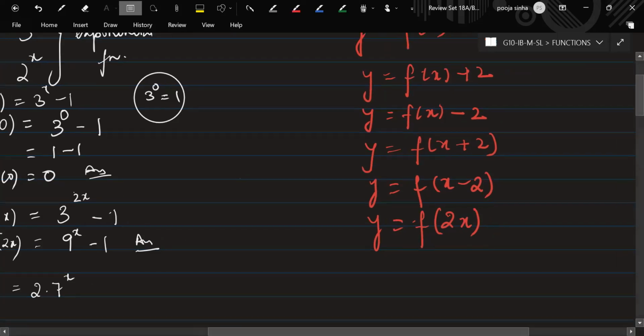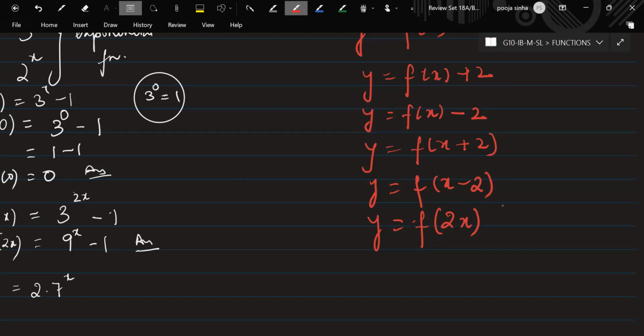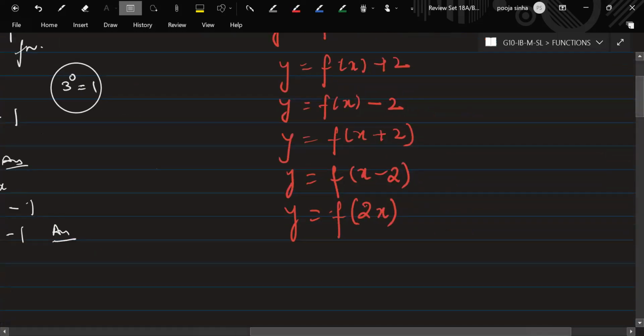Okay, so see, stretching has two parts. How are you stretching? Whether you're stretching it vertically or horizontally. So one of them is called dilation, another is called expansion. Okay. So horizontal is expansion, right?